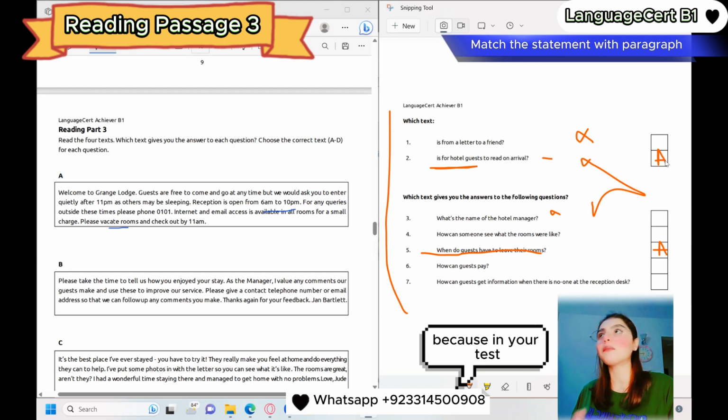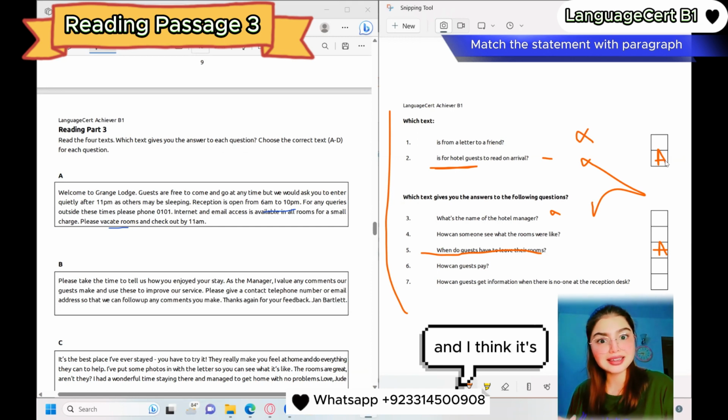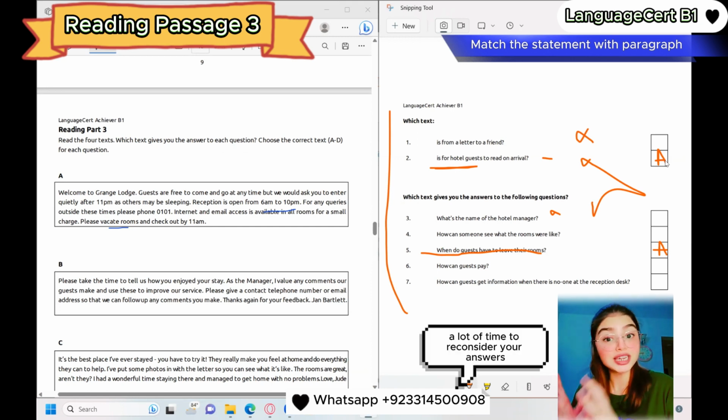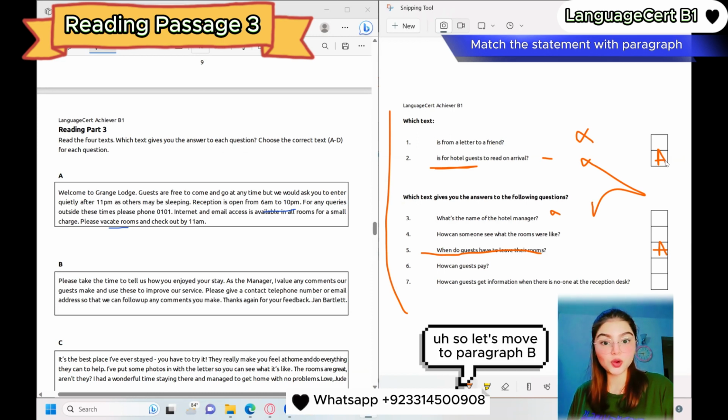Because in your test, you have plenty of time. You have almost 1 hour and 10 minutes to read and complete. And I think it's a lot of time to reconsider your answers and read carefully. So let's move to paragraph B.